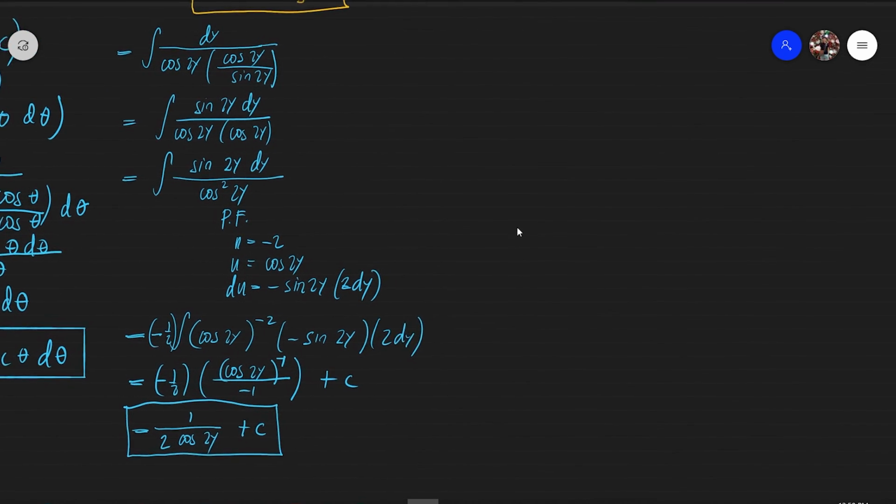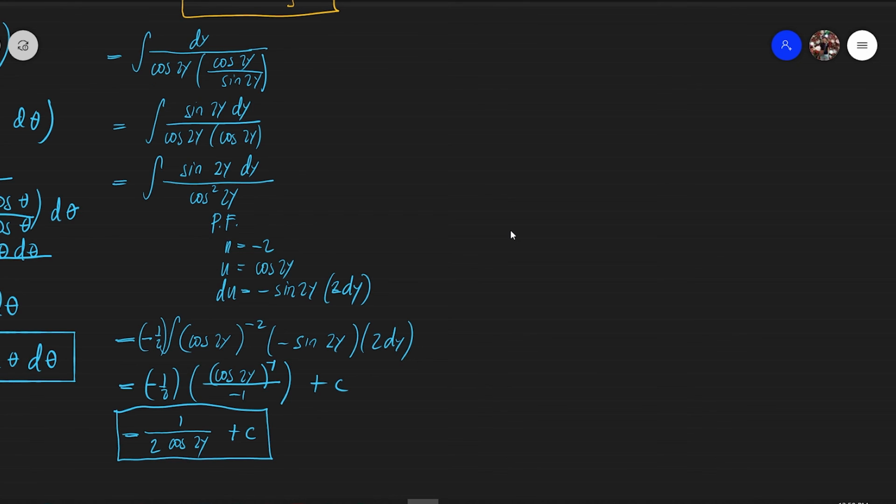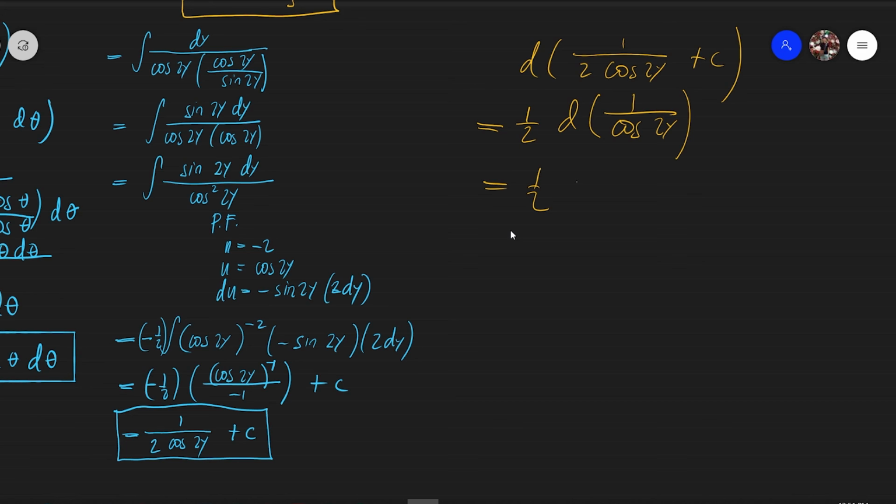We'll try to check our answer. So we'll get the differential of our answer, the differential of 1 over 2 cosine 2y plus c. So I'll put 1/2 outside of the differential. Then what remains is the differential of 1 over cosine 2y. The differential of c is 0. And this is equal to 1/2. Your 1 over cosine is simply secant, the differential of secant 2y.